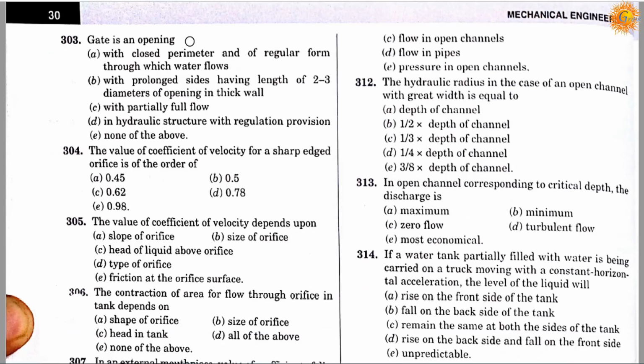Question number 303. A gate is an opening: option A, with closed perimeter and of regular form through which water flows; option B, with prolonged sides having length of 2 to 3 diameters of opening in thick wall; option C, with partially full flow; option D, in hydraulic structure with regulation provision; and option E, none of the above. So the correct answer is D, in hydraulic structure with regulation provision.